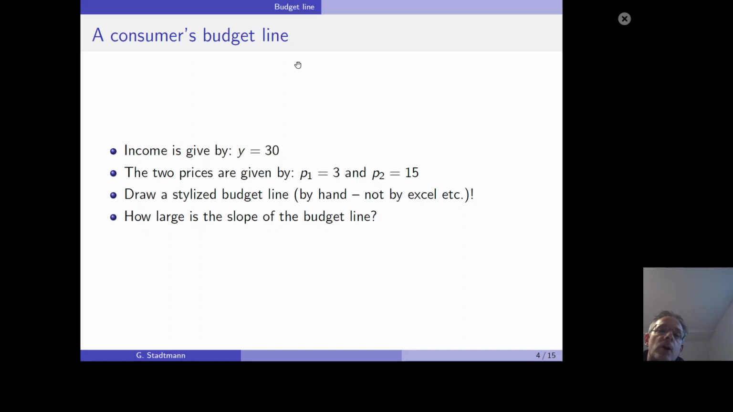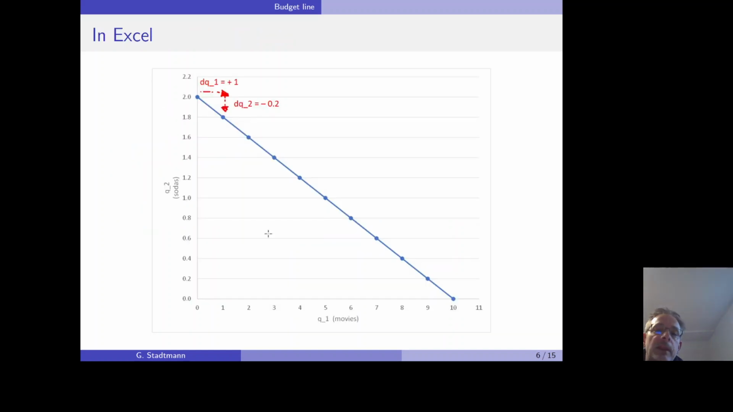We wanted to draw a consumer's budget line. Income is given, the two prices are given, and we should draw a stylized budget line, and we also answered the question, what is the slope of the budget line? Nevertheless, in our class, we had a discussion about what kind of formula we can use in order to compute the slope of the budget line, and I would like to go into this discussion.